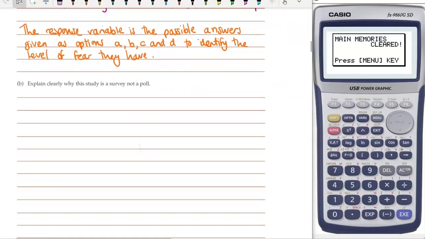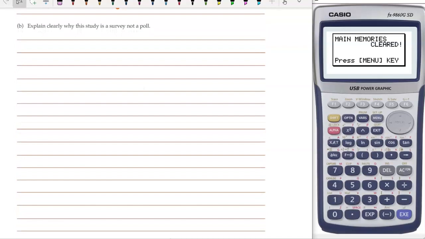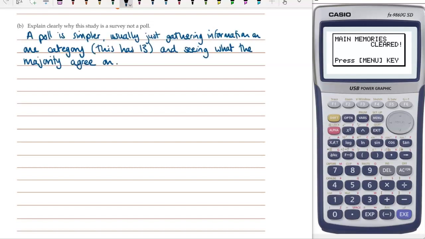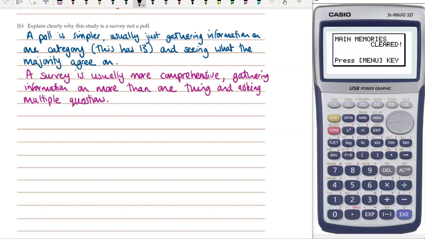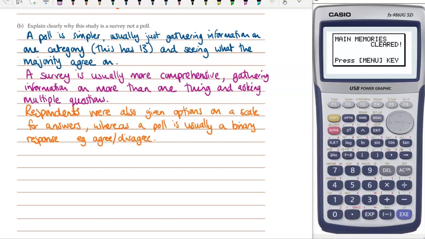Next, we need to explain why this is a survey and not a poll. So, a poll is simpler, and it's usually just designed to be able to get information on perhaps one category and how many people agree or disagree. And then a survey is usually more in depth and gets more information back, as we see in this one. Also given a range of options to choose from on each of those 13 questions, and that is something that is characteristic of a survey as well.